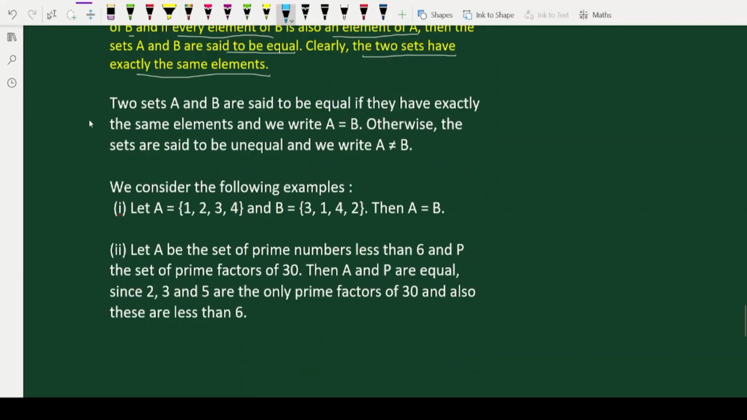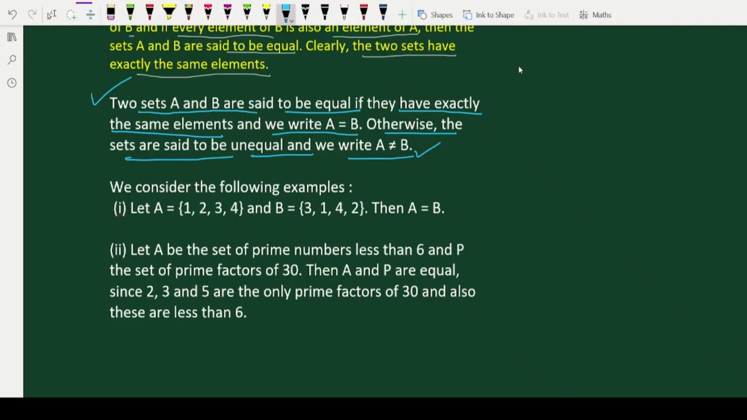Now let's see, this is also a definition. Two sets A and B are said to be equal if they have exactly the same elements and we write A is equal to B. Otherwise, the sets are said to be unequal and we write A is not equal to B.